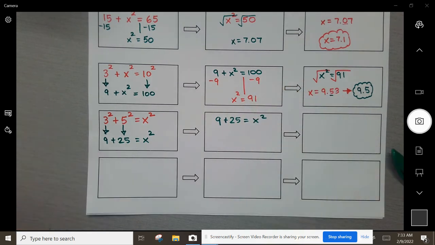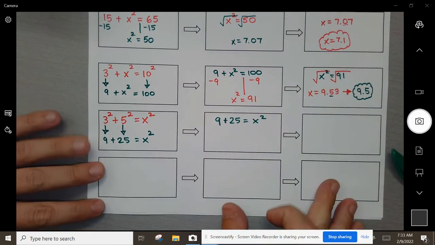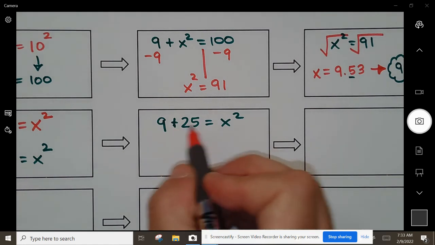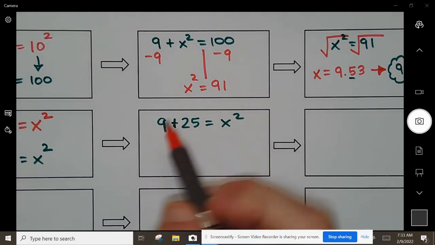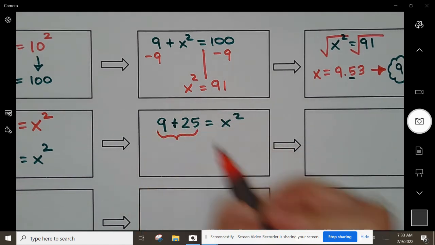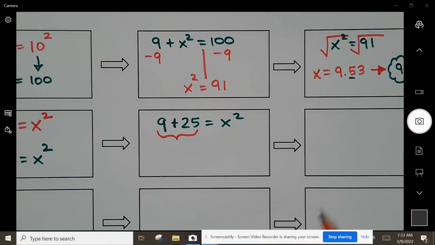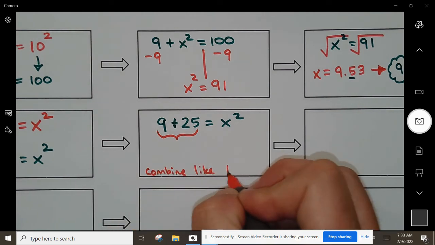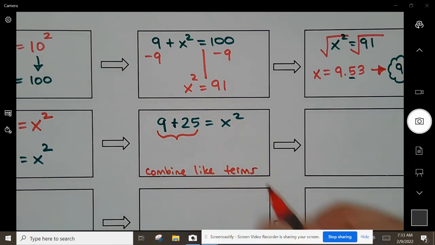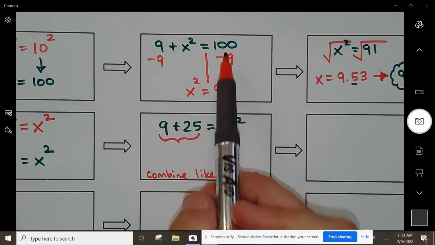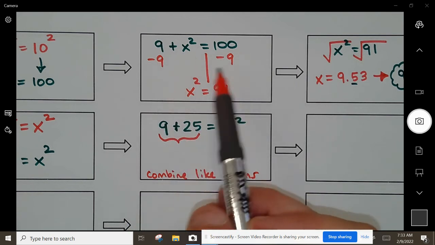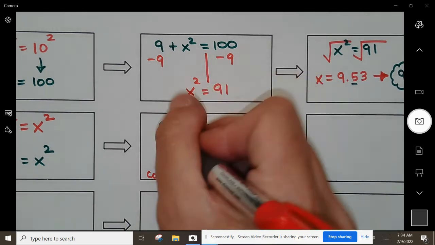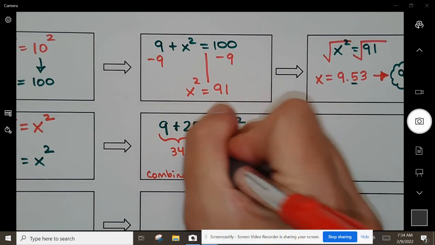And then from there, you're going to go ahead and what? This is the big part. You're not going to move any constants over. All of your constants are on the same side. So I'm going to draw my little mustache, and I'm going to combine like terms. Don't forget to do that. We're so used to moving constants to the right or to the left by subtraction or addition, but combining like terms is very important. So 25 plus 9 is going to be 34.